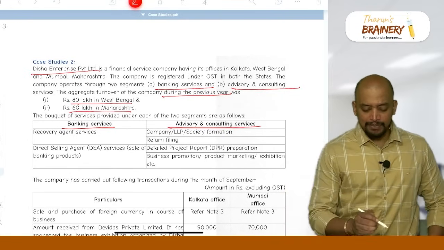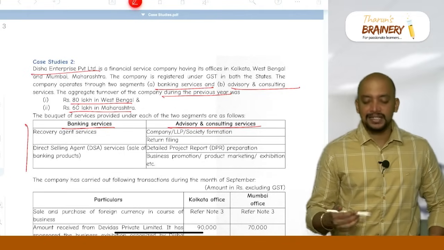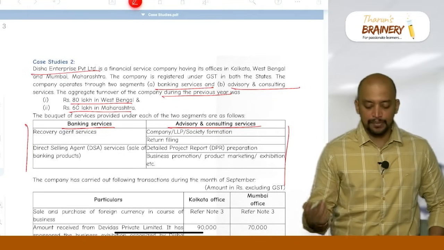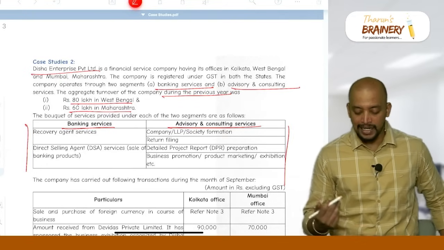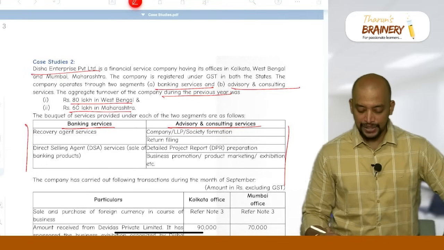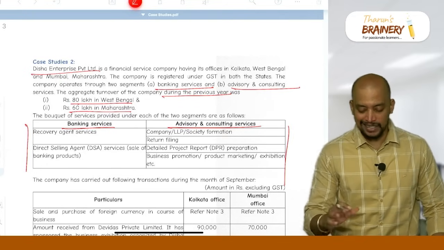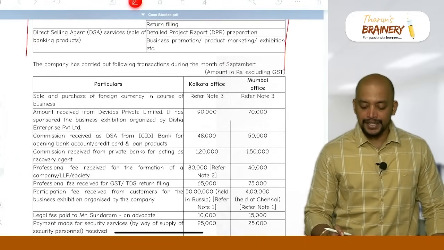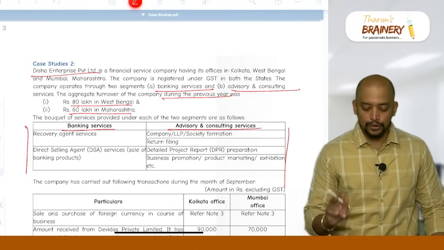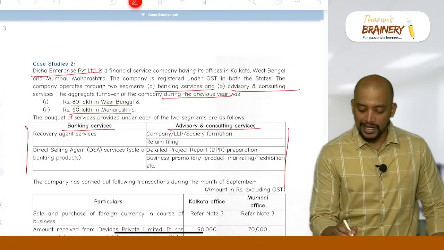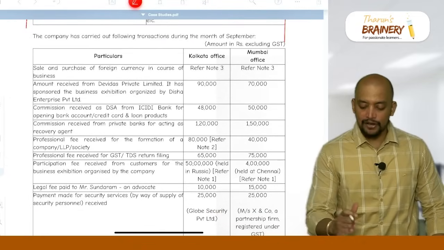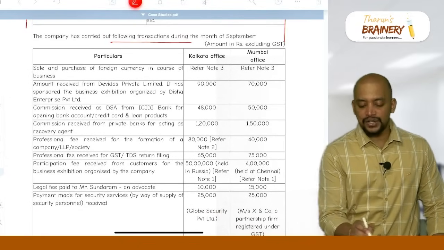Now, being banking services, they are providing recovery agent service, direct selling agent services, and advisory and consulting service, company incorporation, return filing, then detailed project report preparation, business promotion or product marketing. These services they are providing. Now, the company has carried out the following transactions during the month of September. So they have two branches, one in Kolkata, West Bengal, another in Mumbai, Maharashtra. So Kolkata office and Mumbai office, some transactions they have given.